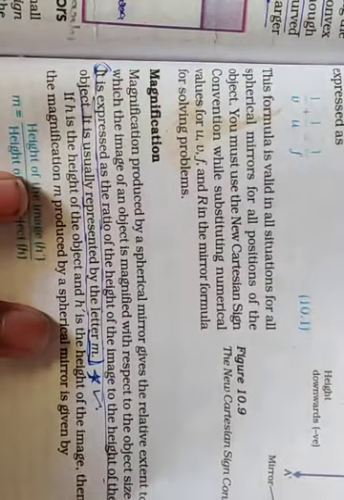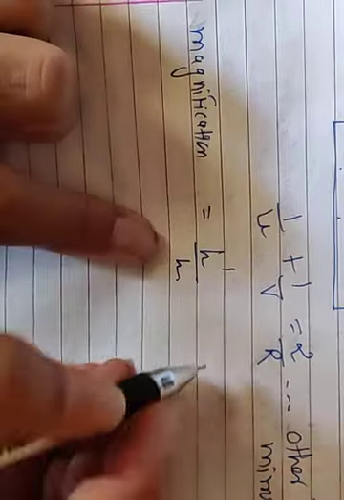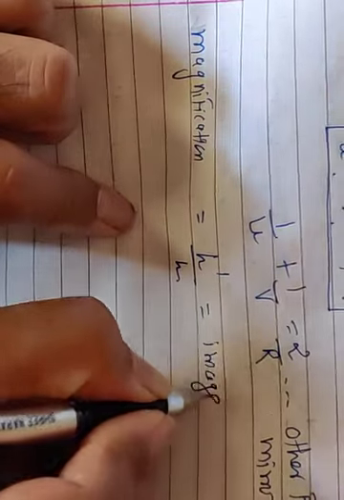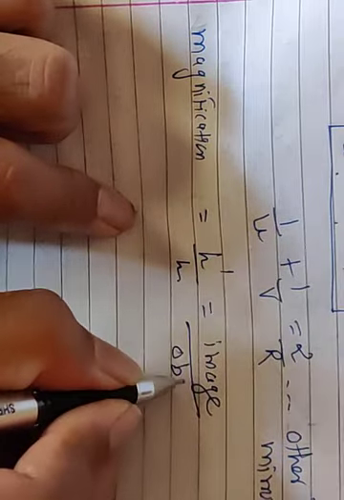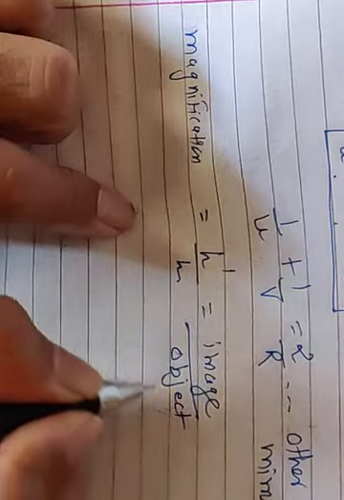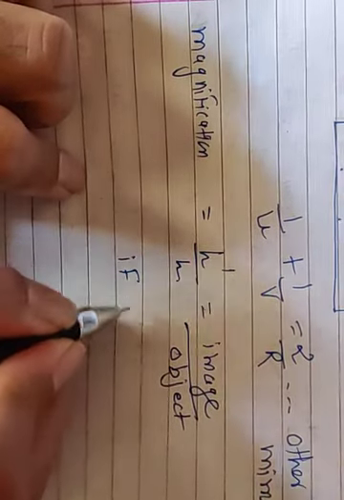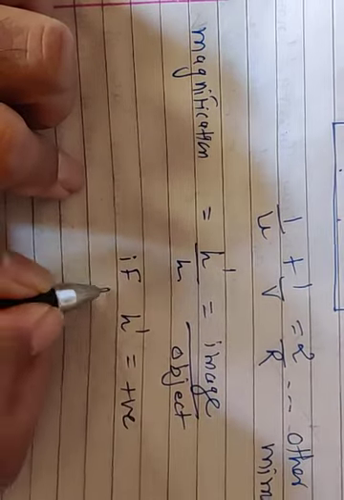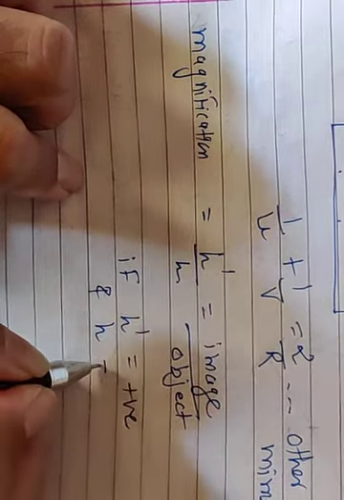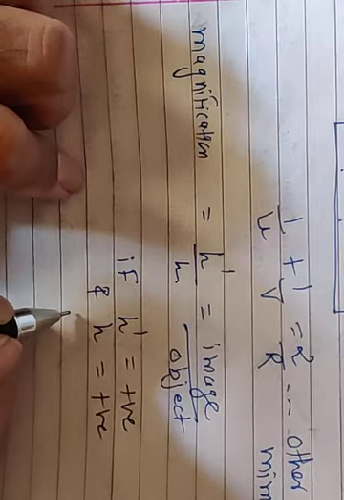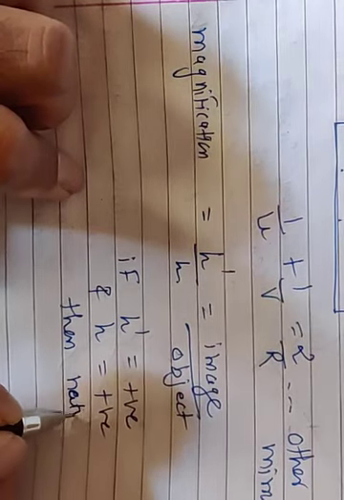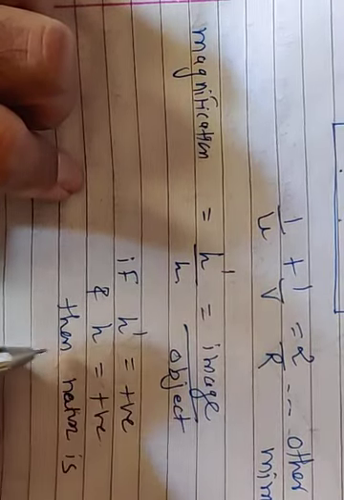Now let us see over here. Magnification is equal to h dash upon h, that is image upon object. If h dash is positive and h is also positive, then nature is virtual.